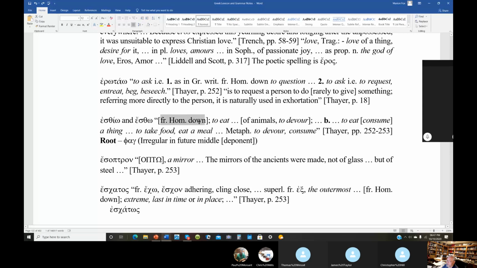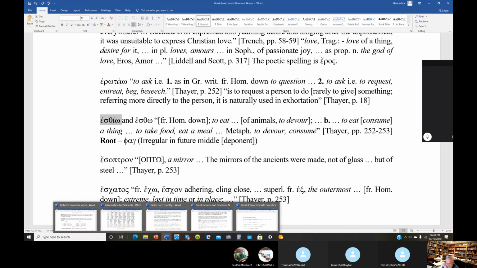But right here, from esthio, to eat, and it's irregular. There's your fog. All right, so it's irregular. In the future, middle, deponent, and that's irregular in that form. All right. So again, it has a different root there. Remember, some of those words are basically from different words that they put together. We went through that earlier. I'm going to stop on this. Or do you have any questions now before I go back to the book? Anybody?